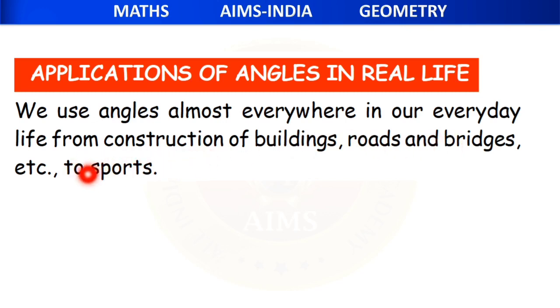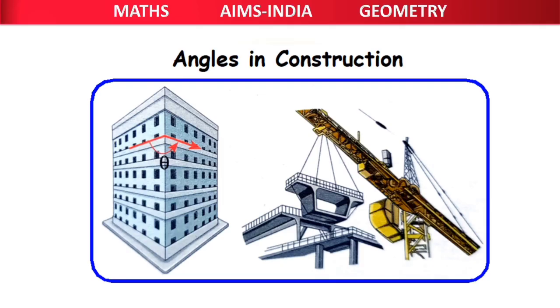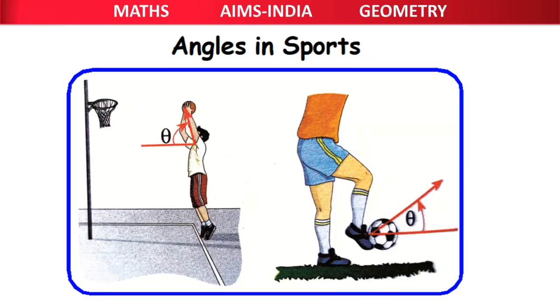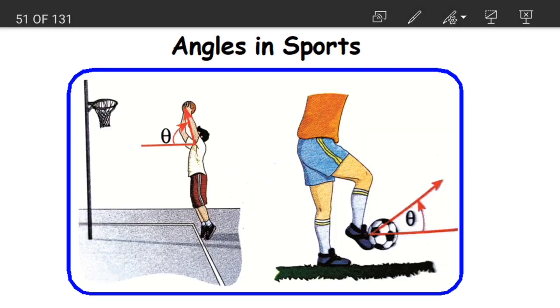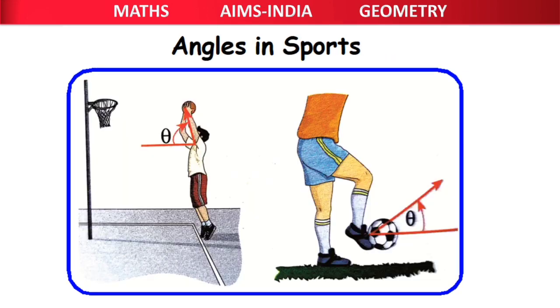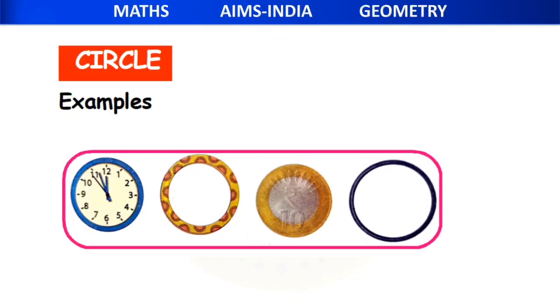Examples are, while constructing buildings, the builders or the architects consider angles. Again, while constructing roads and bridges also angles are considered. Even while playing sports, angles are used. Okay, children, so these are the uses of angles in our daily life. We use angles in our daily life, so angles are very important. Now coming to circle, we already know what a circle is.